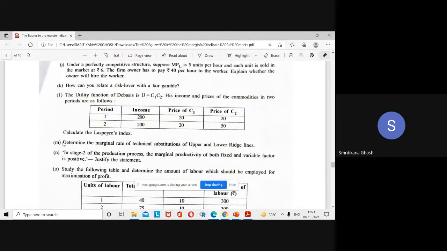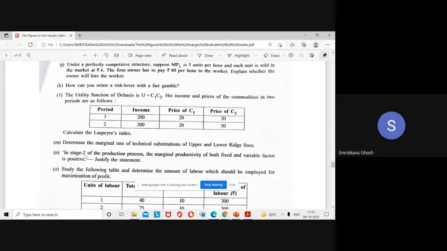Now look, question M. Determine the marginal rate of technical substitution of upper and lower ridge line. Yes, this is your question. For upper ridge line, MPK is 0. So marginal rate of technical substitution is infinite. Along the lower ridge line, MPL is 0. So MRTS is equal to 0. Okay.